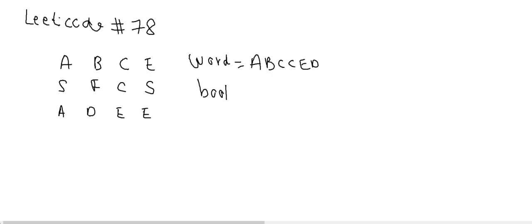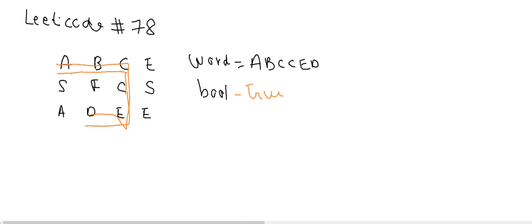Okay, so let's see. To search this word A, B, C, if we look in this grid, we see we have A, B, then you go to C, then C, then E, and then D. Right, so we have this word present in this grid, which is this. So the answer for this will be true.